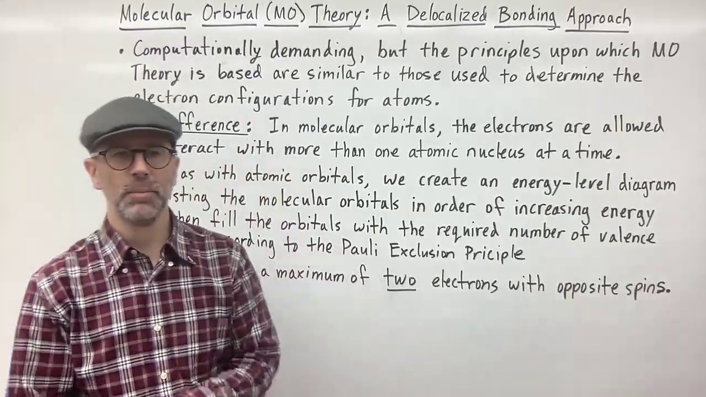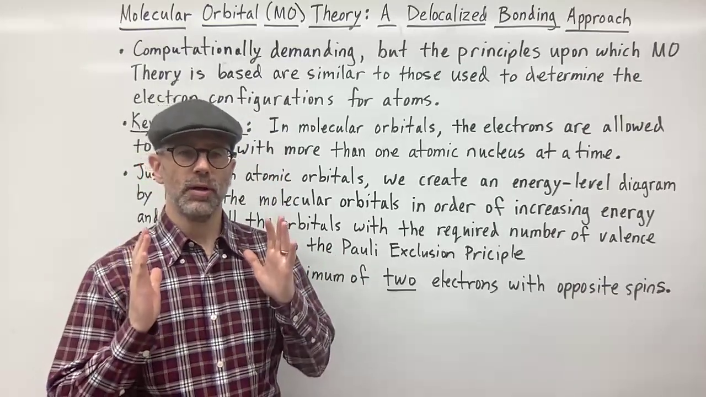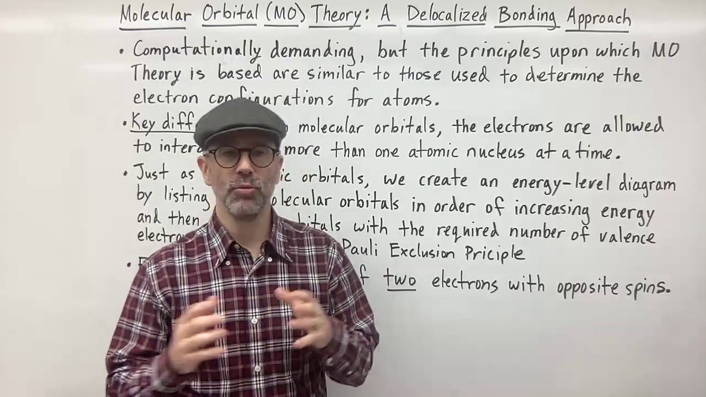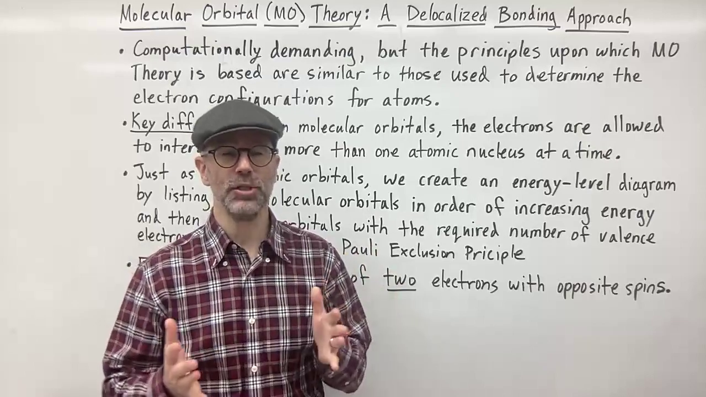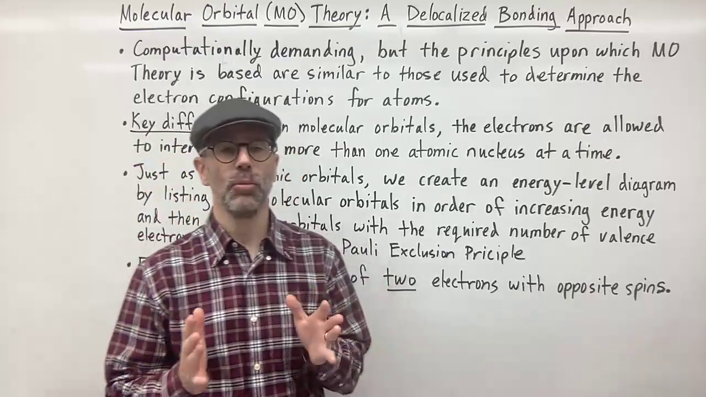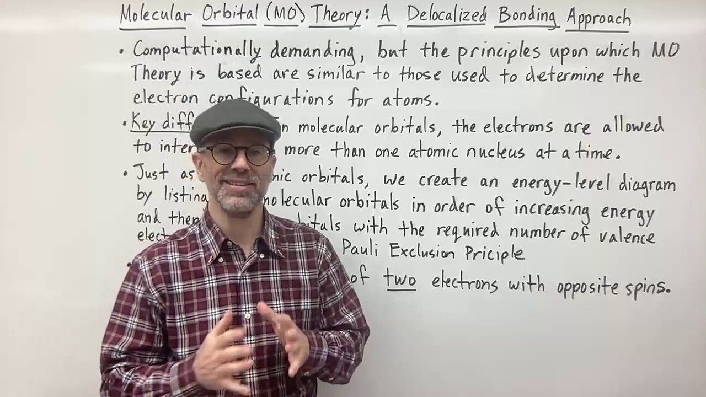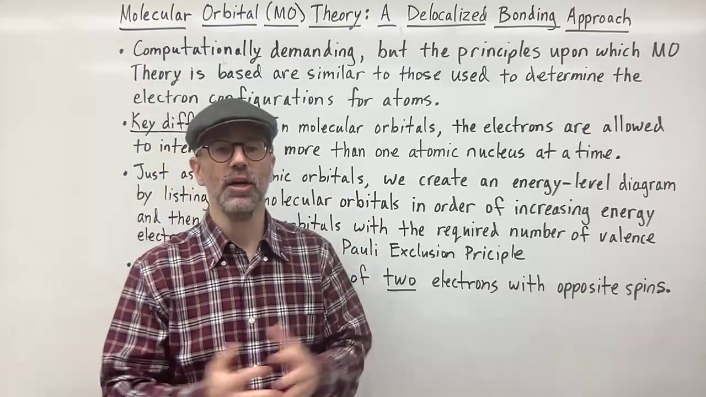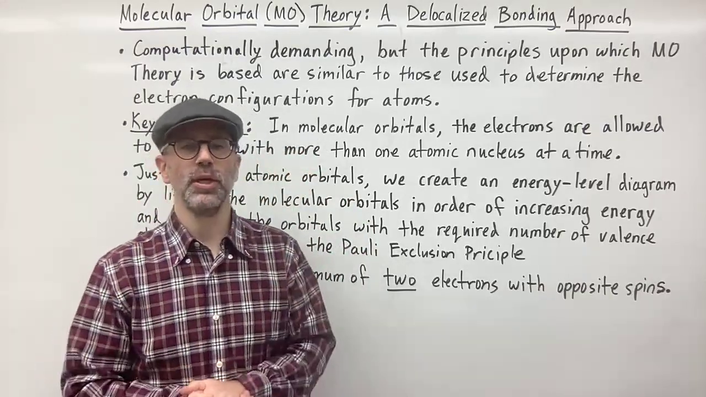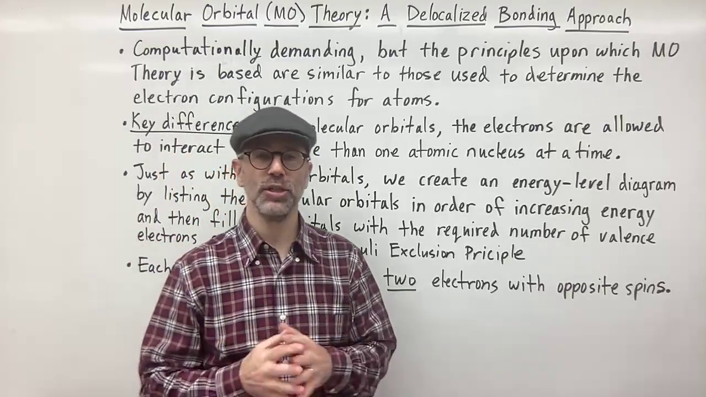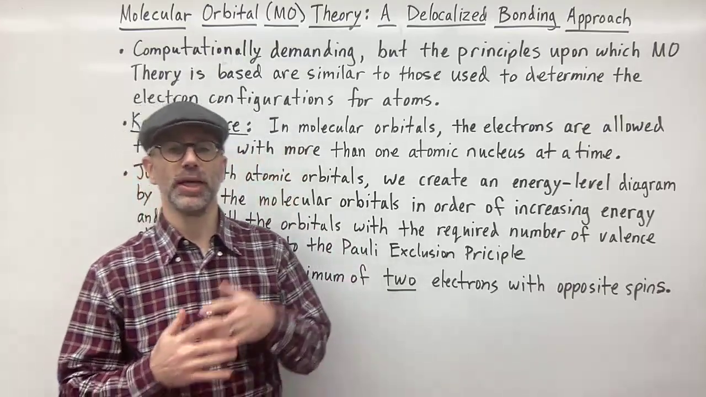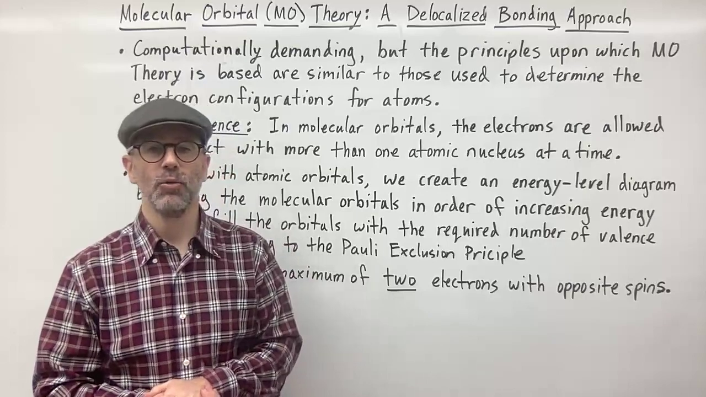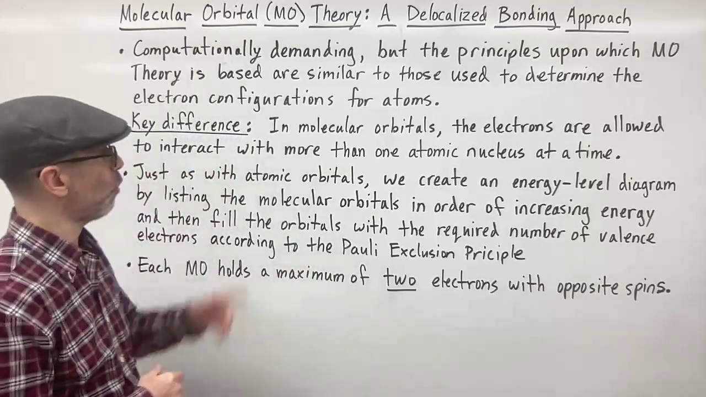Okay, let's talk a little bit about molecular orbitals. Getting molecular orbitals is computationally demanding, right? When we're thinking about orbitals, we're going back to wave functions, because that really is what an orbital is. The wave function is a mathematical construct, and the orbital comes from solving the wave function. So that is demanding mathematically or computationally. But the principles upon which molecular orbital theory is based are similar to what we used when determining the electron configurations for atoms, right?